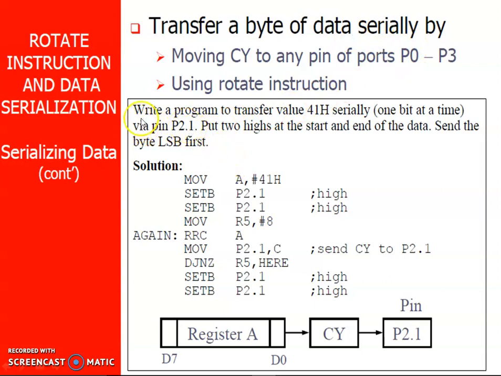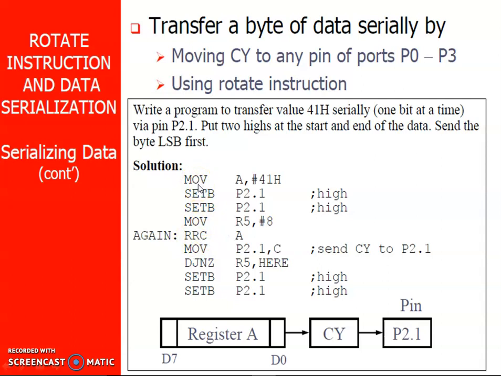Let us look at the example. Write a program to transfer the value 41H serially. Whenever we say serially, it is moving data 1 bit at a time via pin P2.1. Put 2 highs at the start and end of the data. Send the byte LSB first. So to send the LSB first means we have to move it towards the right, that is the RRC instruction must be used. If you want to send the MSB first, you have to use the RLC instruction.